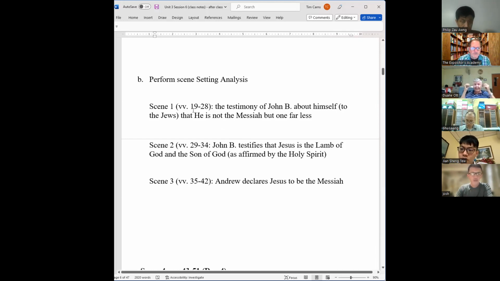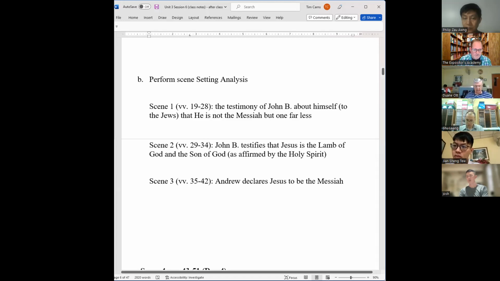In the first scene, verses 19 to 28, we summarized that this scene is the testimony of John the Baptist about himself regarding whether he is the Messiah or not. That was the focus when the Jews sent by the Pharisees asked him, "Who are you?" The second scene, verses 29 to 34, was on the next day. Again, John the Baptist is the focus, and he testifies that Jesus is the Lamb of God and the Son of God. So in the first scene, John says, "I'm not the Messiah." In the second scene, he points to the Messiah, Jesus, who had shown up that day.